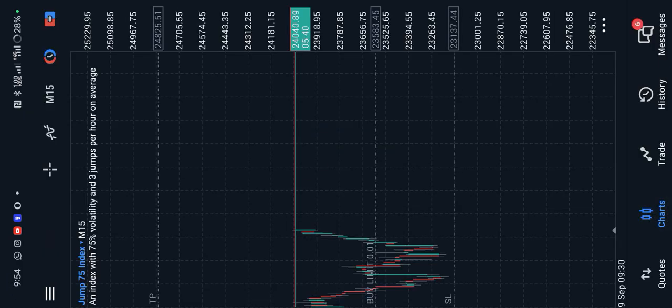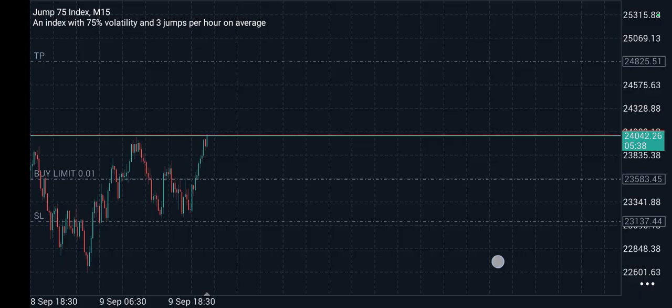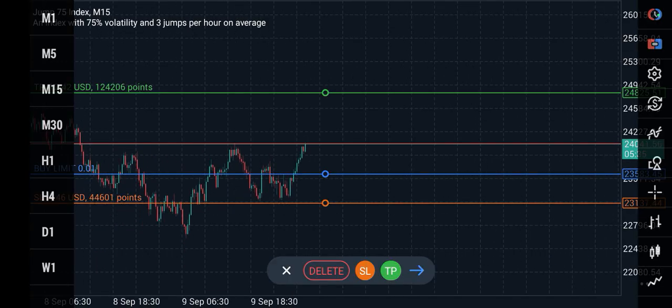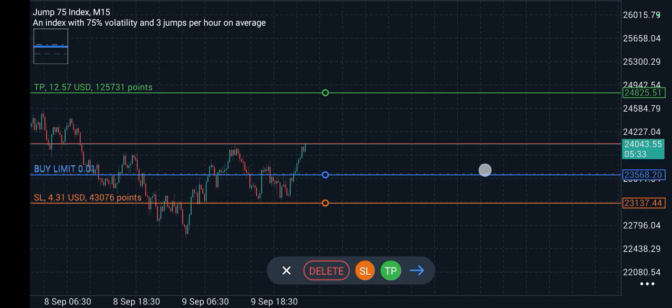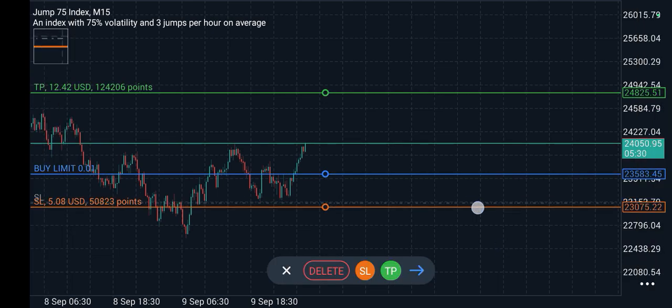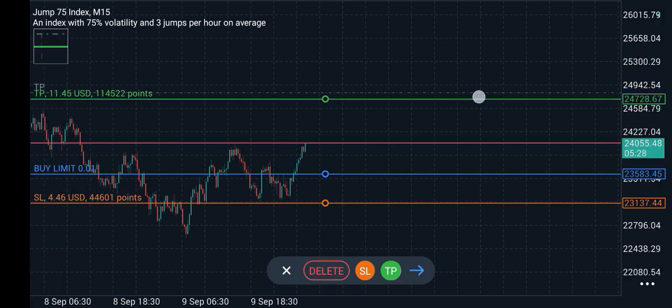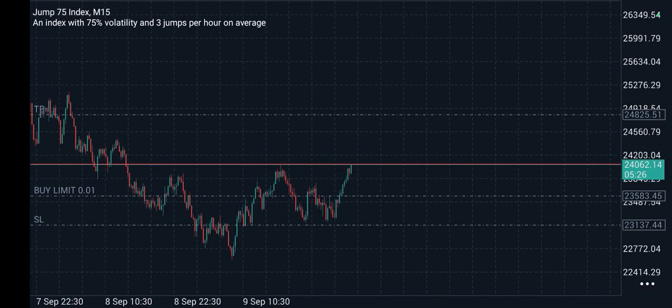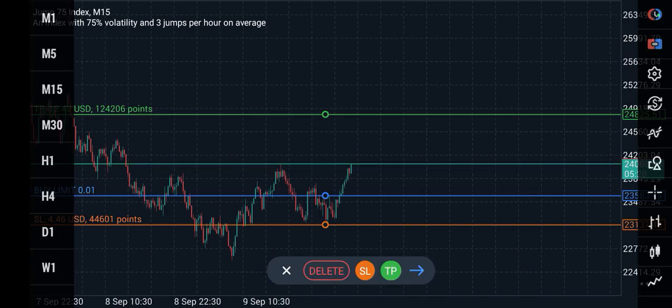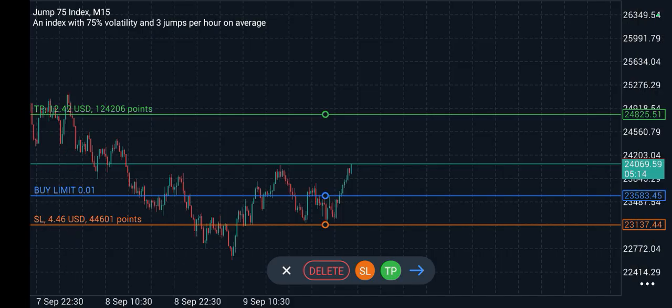So now, okay, perfect. So we are here, and now this is the entry. This is the trade entry. This particular place is my trade entry. This is the stop loss, and this is my take profit. Now you can see, I'm going to be risking 4.46 USD for a 12.42 USD trade. You can see the TP 12.42 USD, then the SL is 4.46. So that is what I'll be risking on this particular trade there.